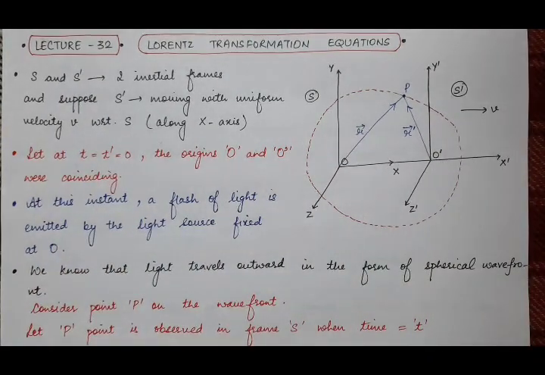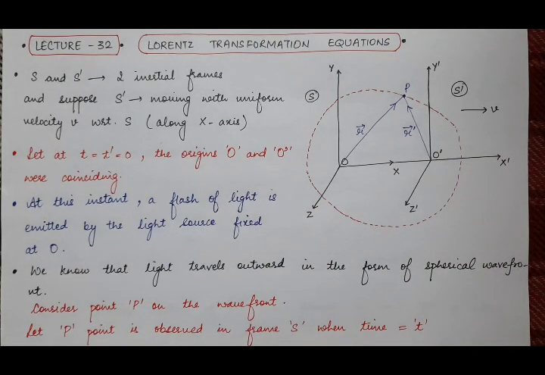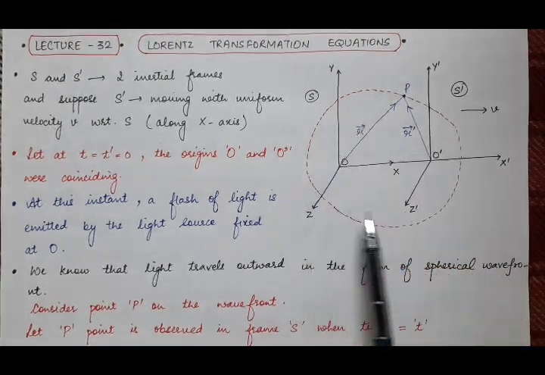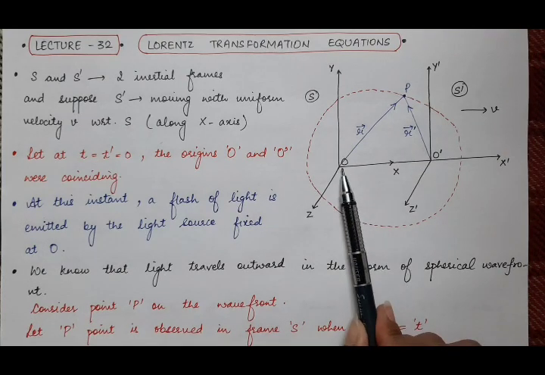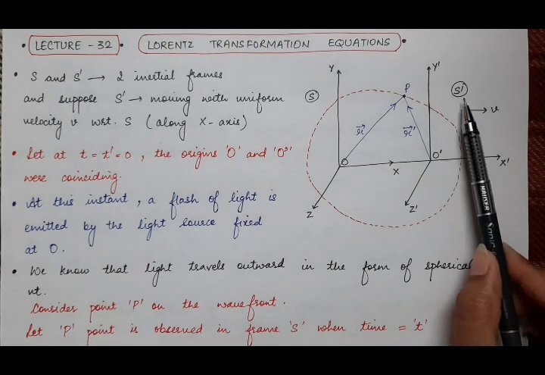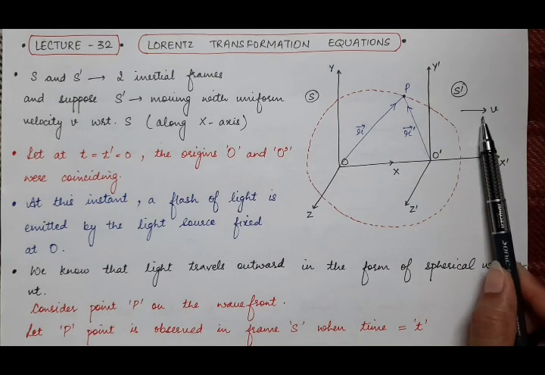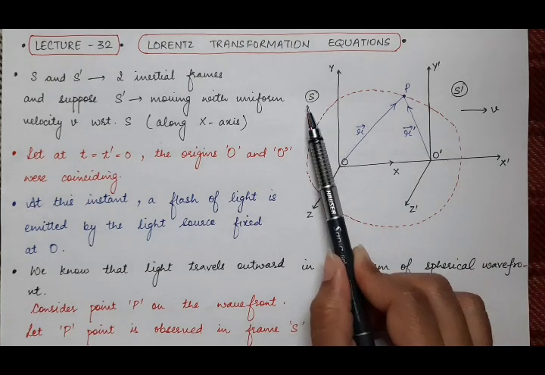And as you can see, the x-axis of both the frames are coinciding with one another, and the y-axis and z-axis are parallel to one another. At time t equal to t dash equal to 0, the origin O of frame S and origin O dash of frame S dash were coinciding, and this frame S dash is moving with uniform velocity v along the positive x-axis with respect to frame S.